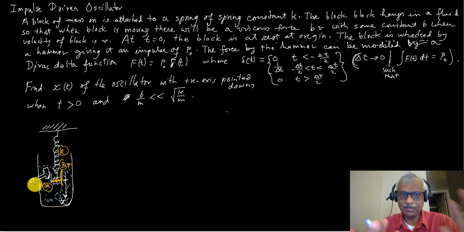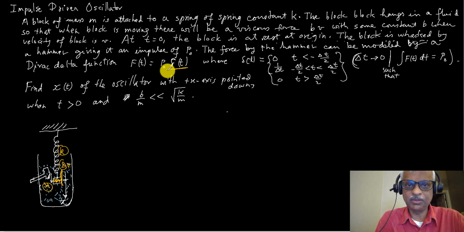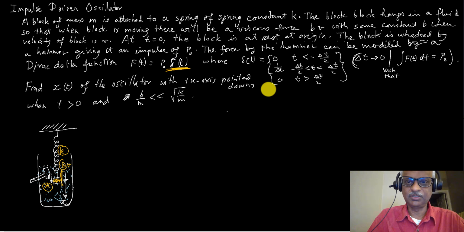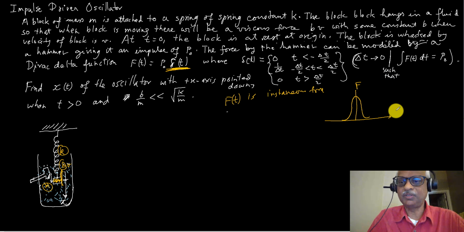Then the hard part is that at t equal to 0, it's whacked by a very instantaneous force. So this is the way you can describe an instantaneous force. So F(t) is an instantaneous force. And if you look at t like this, if you look at what's the instantaneous force, it's going to be something like that. This is F of t.